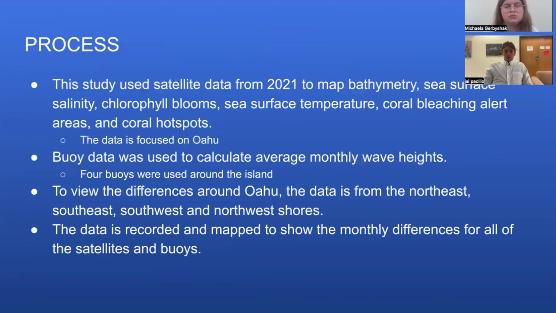The process we used: this process uses satellite data from 2021 to map bathymetry, sea surface salinity, chlorophyll blooms, sea surface temperature, coral bleaching alert areas, and coral hotspots. The data is focused on Oahu, and we used buoy data to calculate the average monthly wave heights. We used 4 buoys around the island. To get all different views of Oahu, we use data from the northeast, southeast, southwest, and northwest shores. This data is recorded and mapped to show the monthly differences for all of the satellites and buoys.